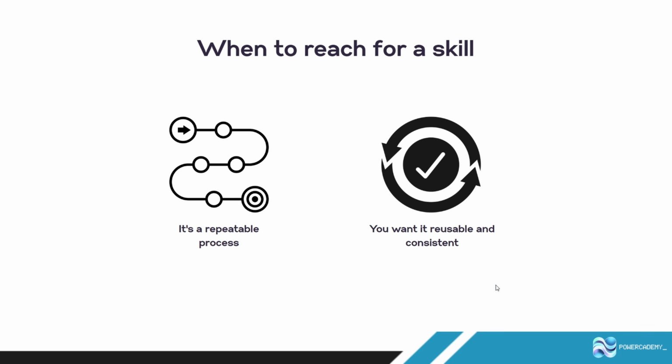You really want to reach for a skill if it's a repeatable process and you want it to be reusable and consistent. If it's something that's a one-off and you're probably not going to do it again, then investing in maintaining and building a skill probably isn't the best thing that you can do with your time. But if it's something that's repeatable and you find yourself doing it on a consistent basis, then skills can be a really good way to make that process more unified within the Cowork experience. So what we're going to do now is build a skill and see it in action within Cowork.